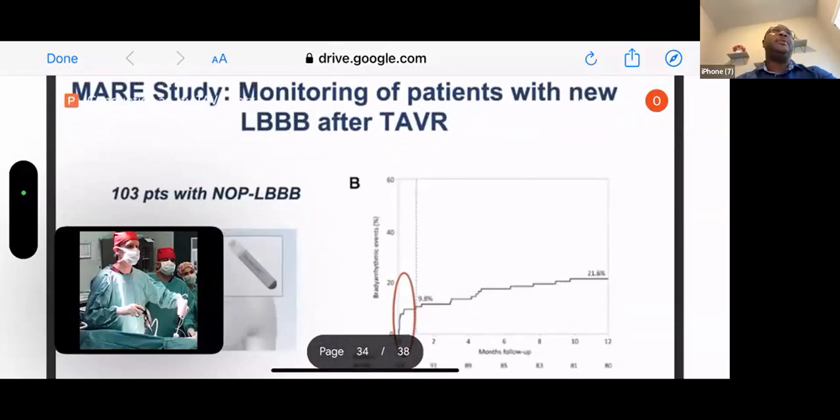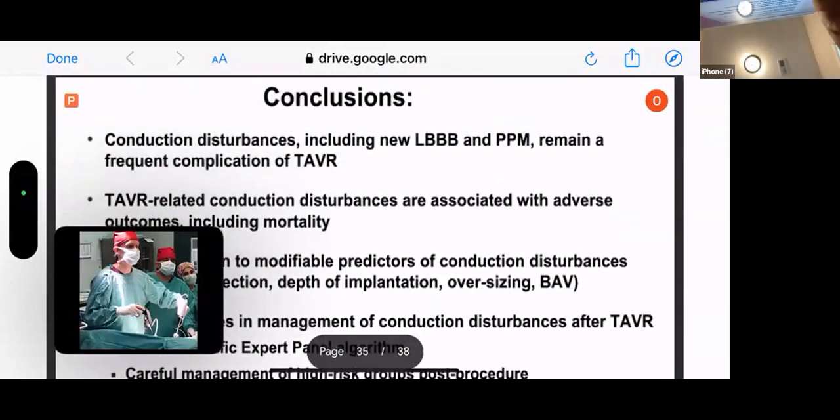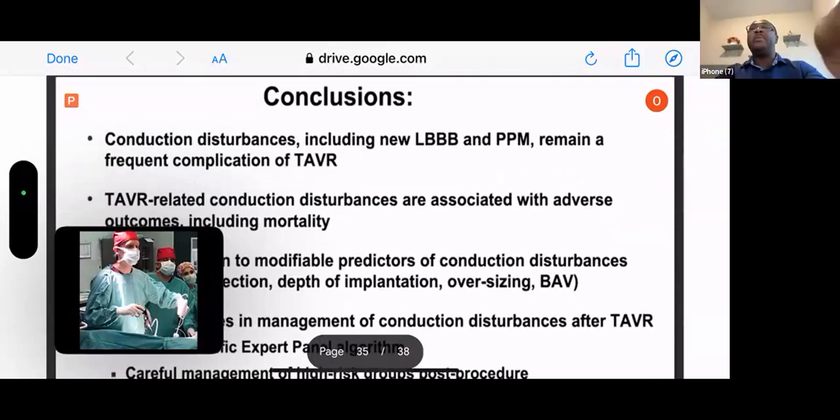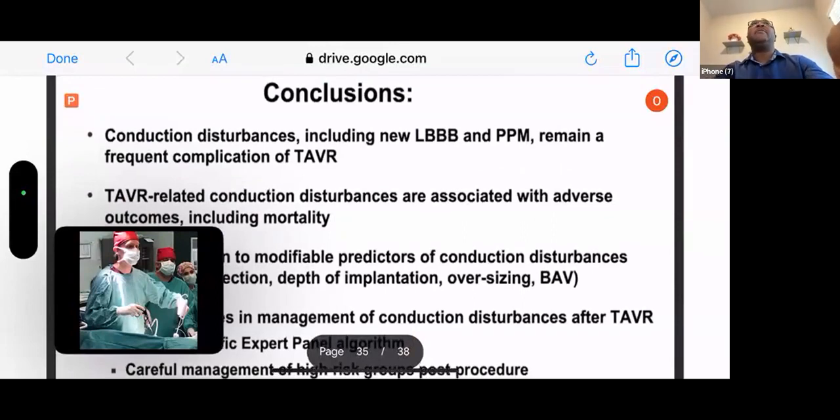And then we talked about patients who also had a loop recorder, like we said, they monitored them over years, more than 1 year, and saw the bradyarrhythmia events in this patient over those years. So in conclusion, conduction abnormalities and disturbances, which include a new left bundle branch block and permanent pacemaker placement, remain a frequent complication of TAVR. And the TAVR-related conduction disturbances are associated with adverse outcome, including mortality.